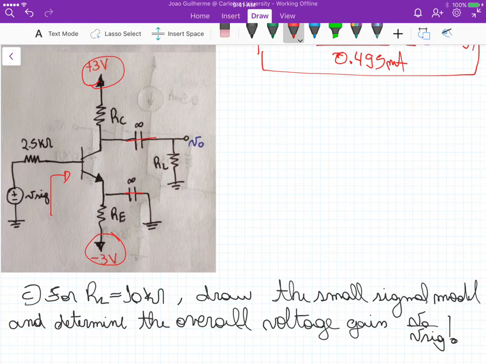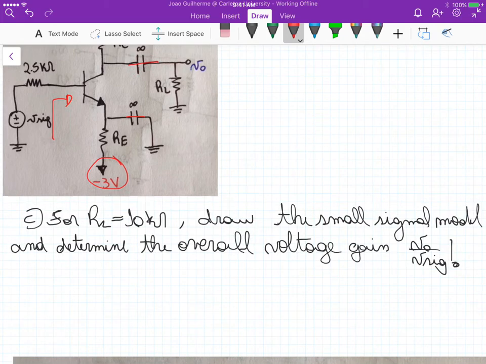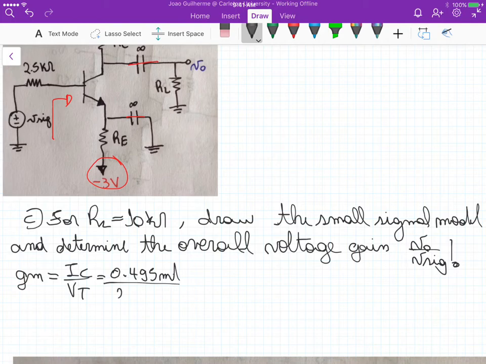One thing is that we can use the hybrid pi model, and for that we need to calculate the transconductance, gm. We know that the transconductance gm is equal to IC over the thermal voltage. So it's 0.495 milliamps divided by 25 millivolts. This gives us a gm of 0.0198 amps per volt.